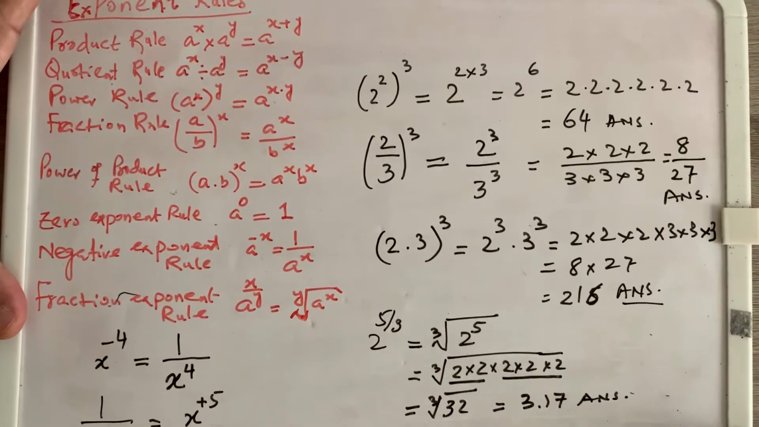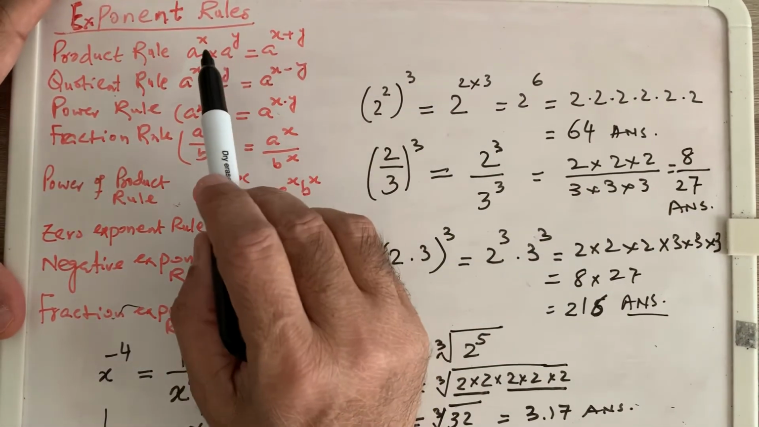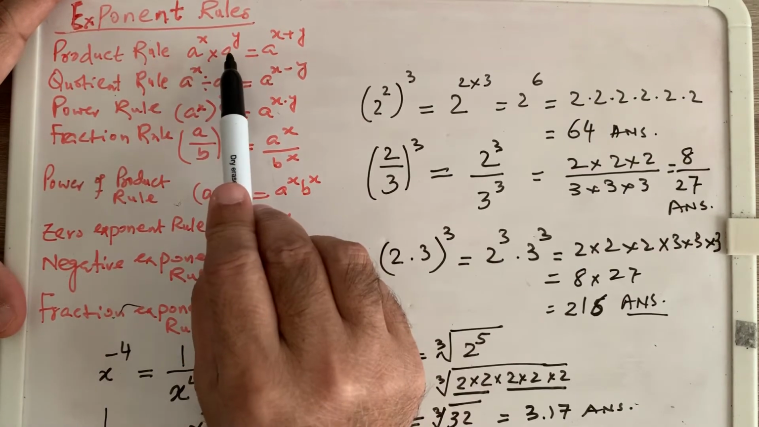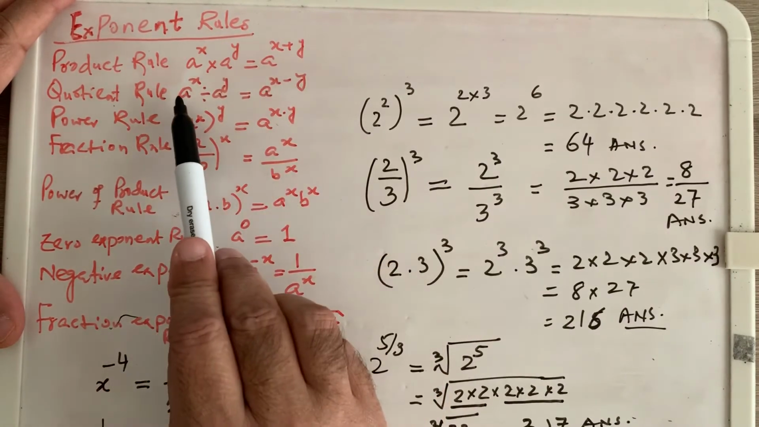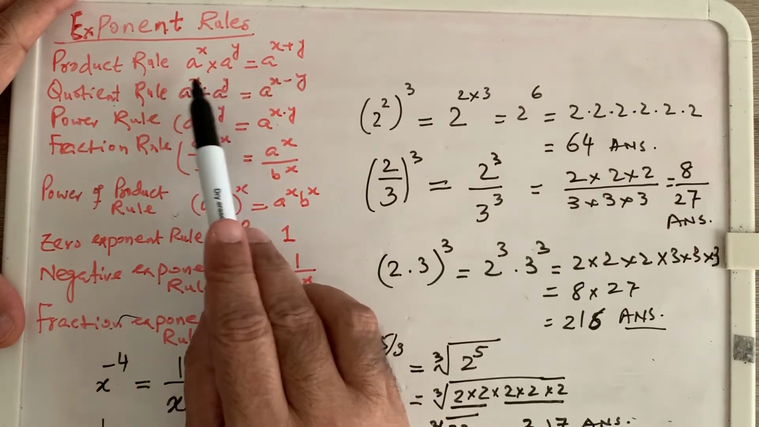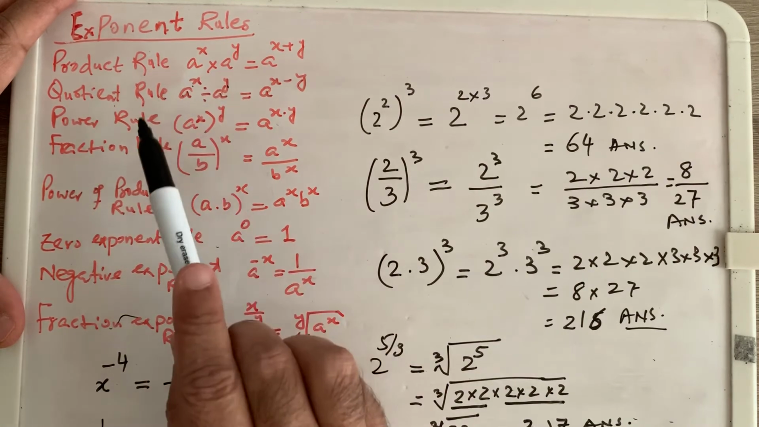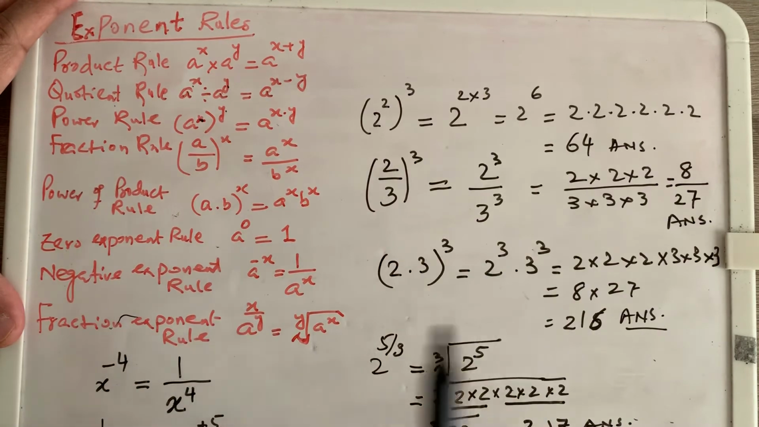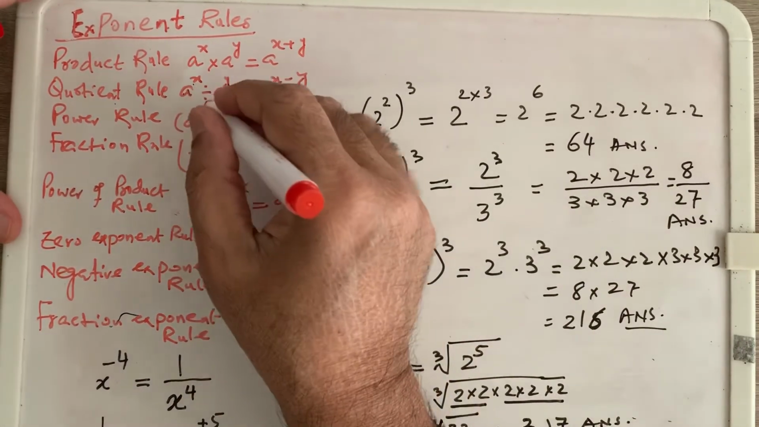So we have covered all of the exponent rules. Product rule, we will revise it. Product rule: if the base is the same, exponents or powers can be added. All the rules have the same base. Quotient rule: with the same base, powers can be subtracted if they are in a quotient. Power rule: power to the power gets multiplied. We did this example as well.